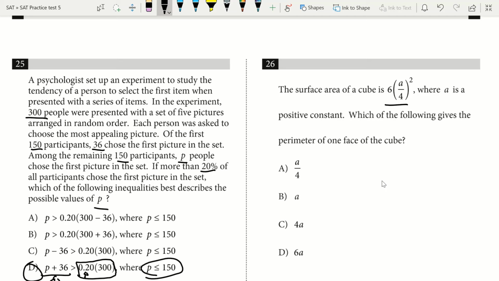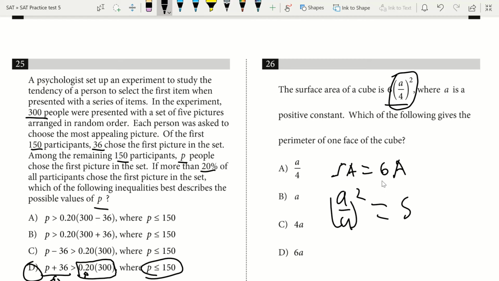All right, the surface area of a cube is 6 times quantity A over 4 squared, where A is a positive constant. Which of the following gives the perimeter of one face of the cube? All right, well, surface area, SA, that's equal to 6 times the area of each side. Well, that means that my area of each side is going to be my A over 4 squared. That's my area, and we know my area for a cube, for that side, the side of a square is S squared. I root that to get my side length, right? So my side length is going to be A over 4.